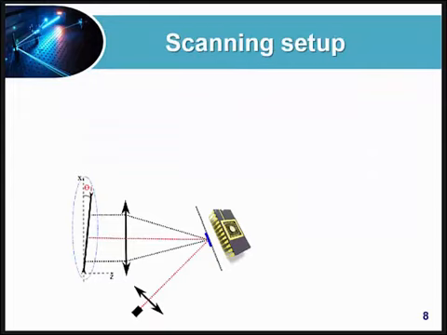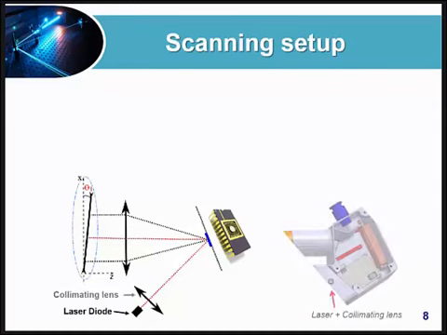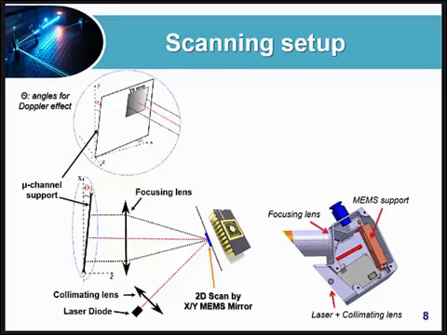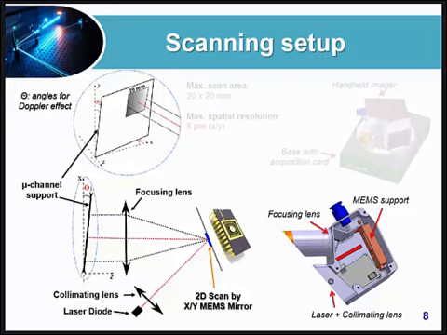Regarding the scanning setup, we have here the laser diode itself and the collimating lens. To create the 2D scan feature, we use an XY MEMS mirror, so you can scan in both directions. We have a focal lens to focus the laser beam onto the target, and we used a microscale support to impose two angles to create the Doppler effect, as you can see in this picture.